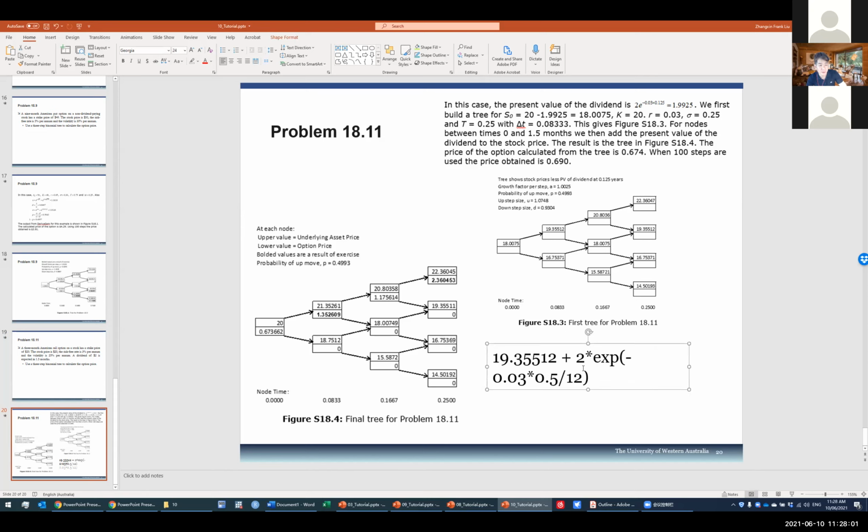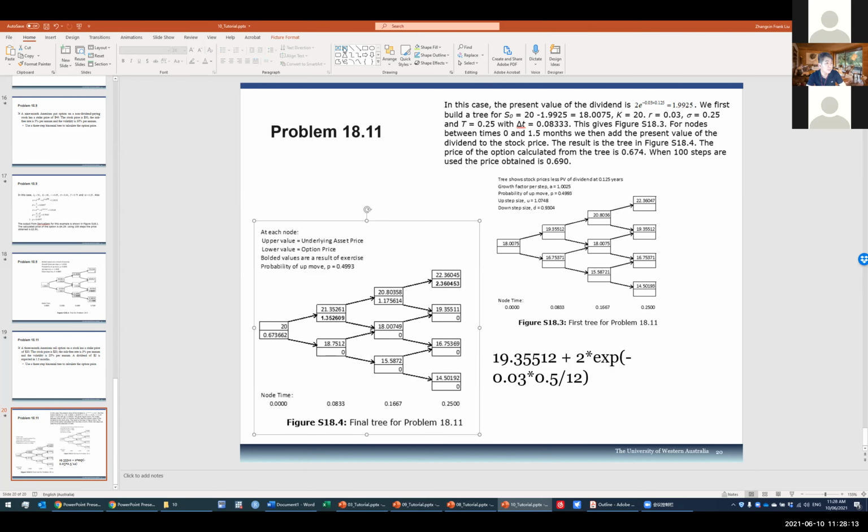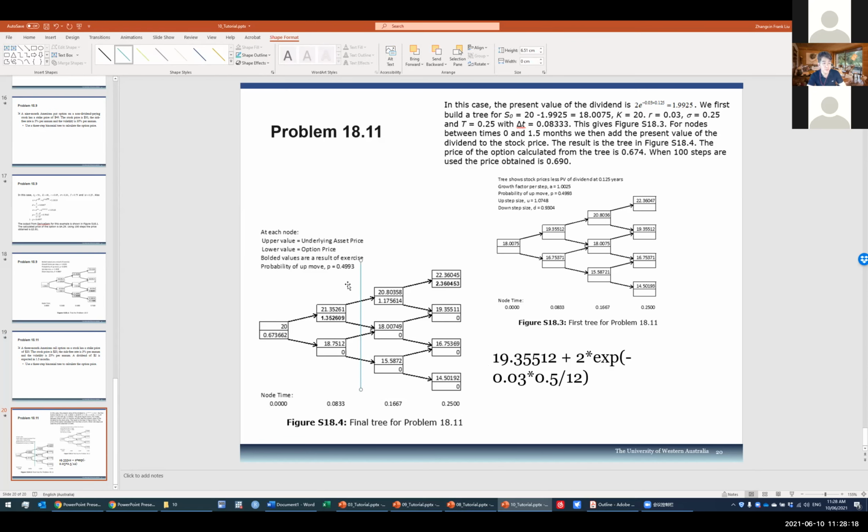It's only adding back at the price points before the dividend date. Given the dividend is going to be paid in 1.5 months' time, this is 1 month, this is 2 months, 3 months. So the dividend will be paid roughly here. That means we're only going to add back dividends before that, not after, because after that there's no impact on the stock price.